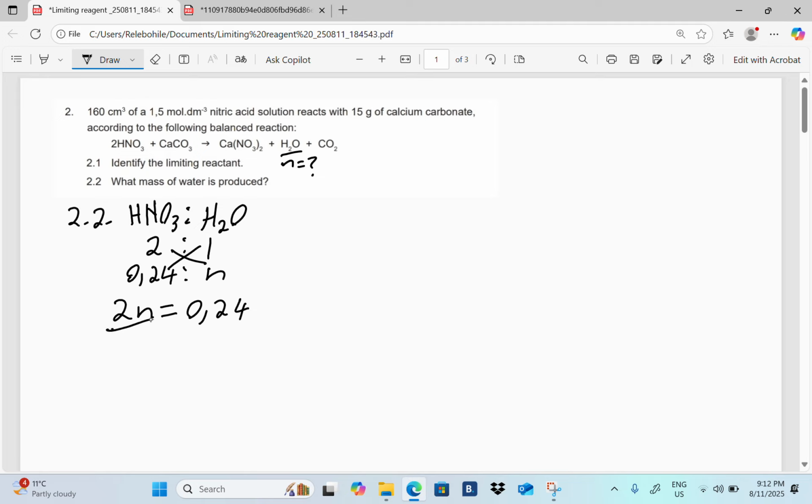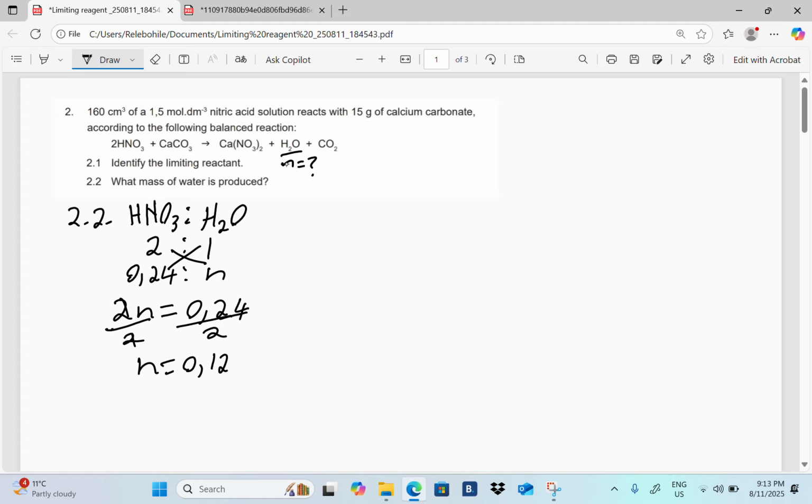Now, when I proceed here, I will divide by 2 because I'm trying to solve for n. If I divide 0.24 by 2, the answer I get is 0.12. From here, I finally have the number of moles of water, and what I'm looking for is its mass.